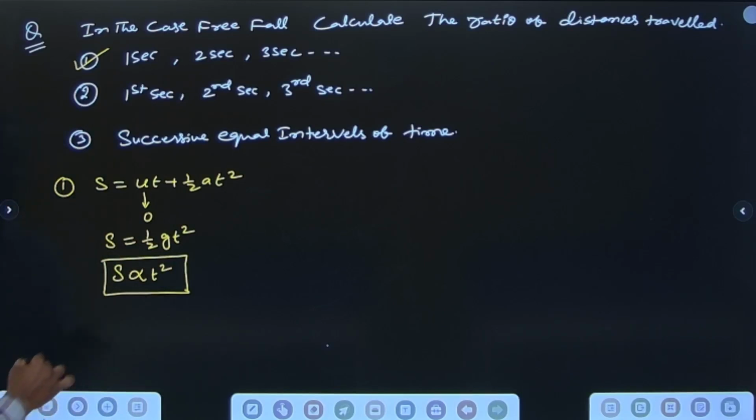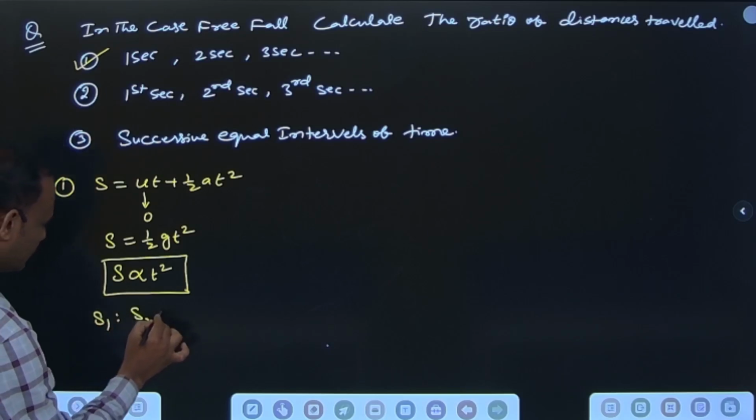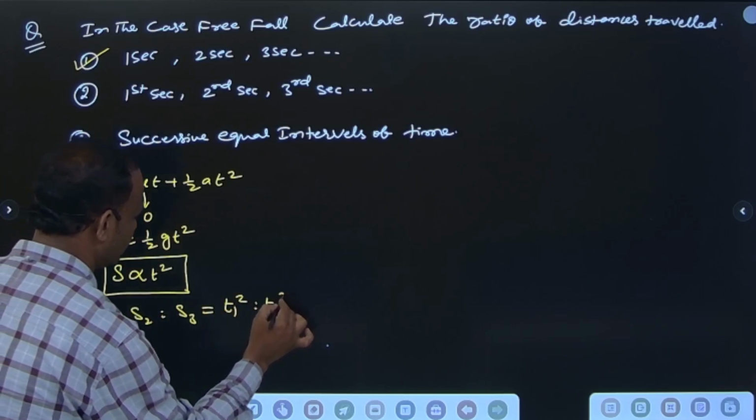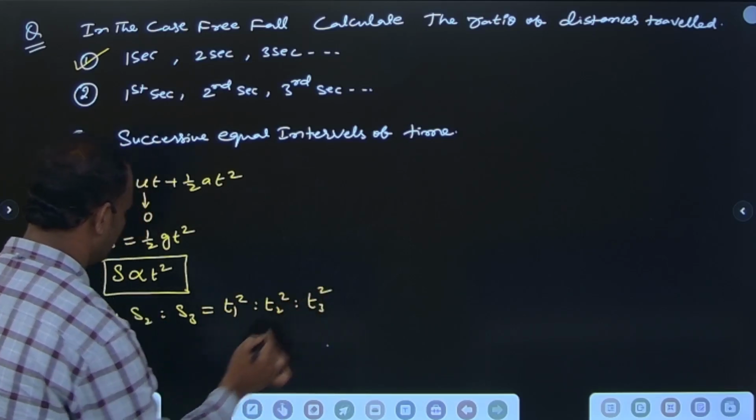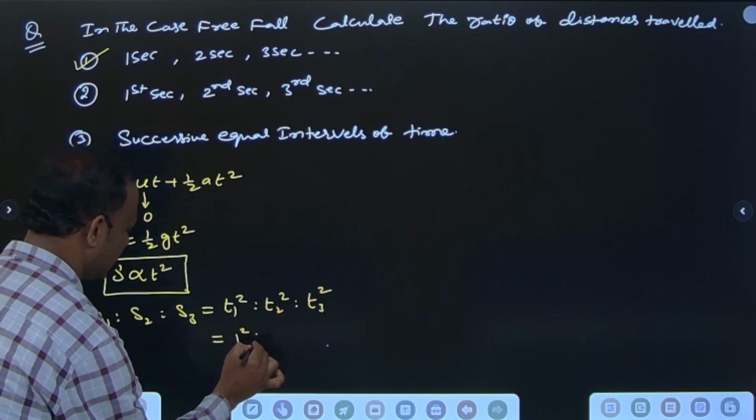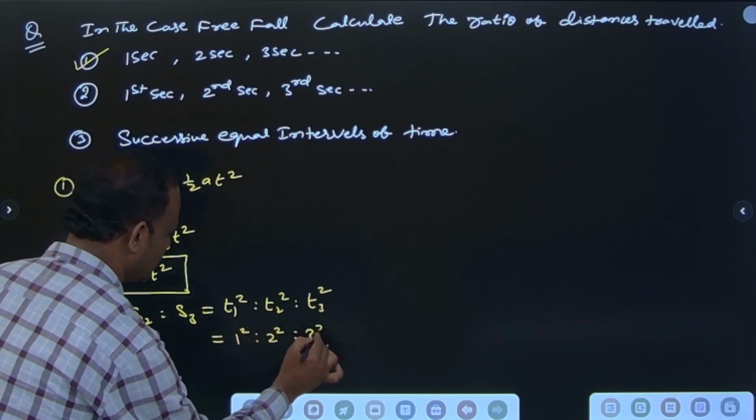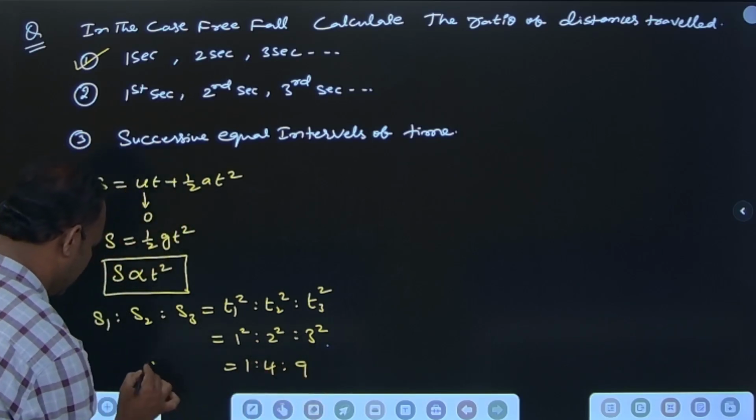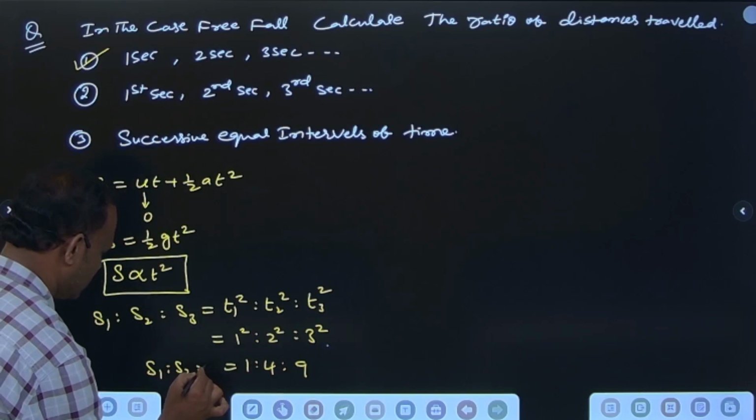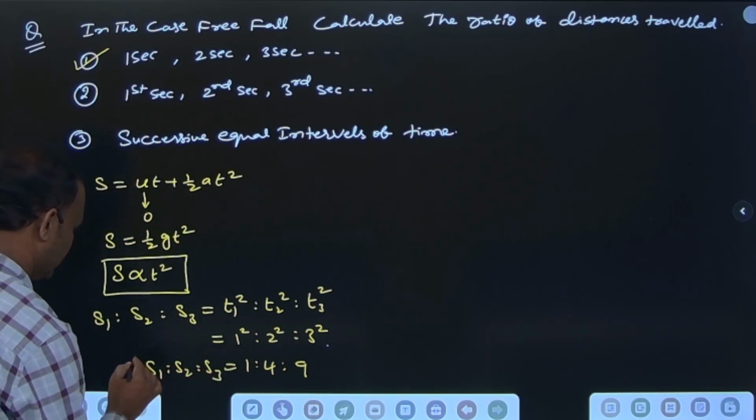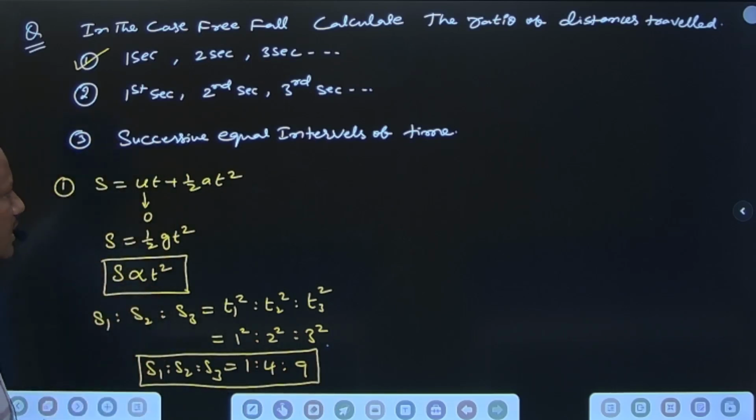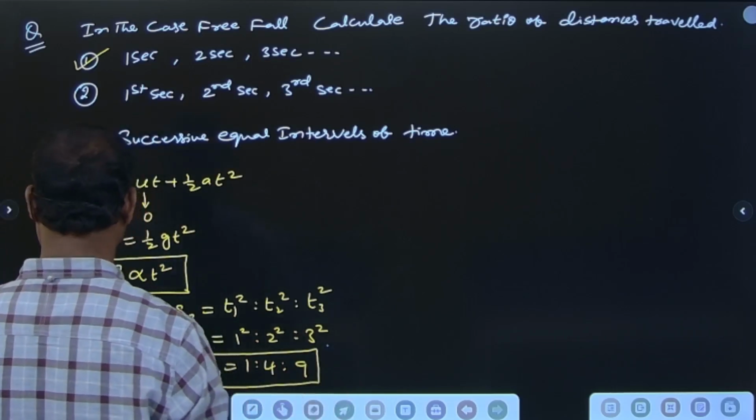Yes, so I can find the ratio of distances. S1 is to S2 is to S3 is equal to T1 square is to T2 square is to T3 square, and so on. This is what? 1 square, 2 square, 3 square. This is 1 is to 4 is to 9. S1 is to S2 is to S3 is equal to 1 is to 4 is to 9 for the 3 intervals. So for many intervals we can use that. So this is for the first one.